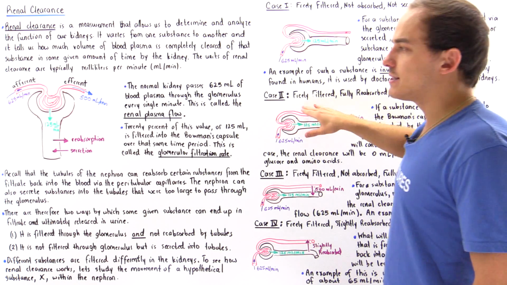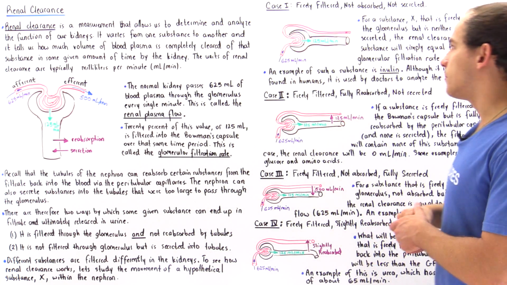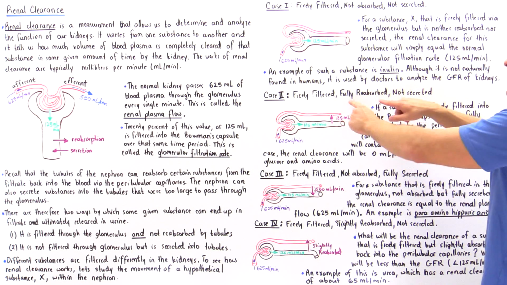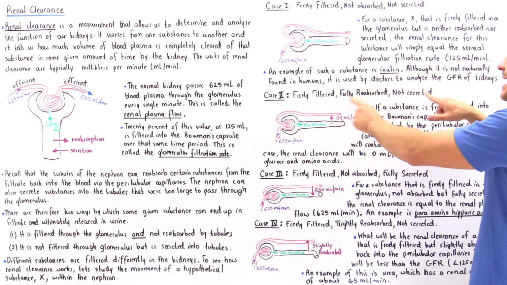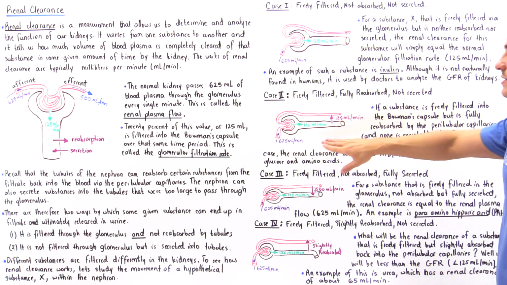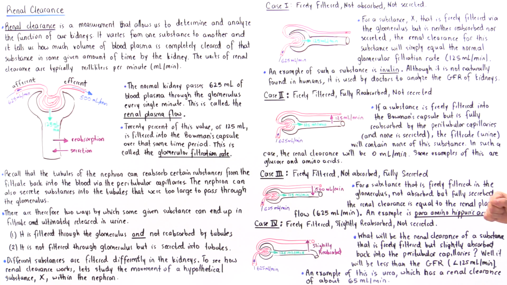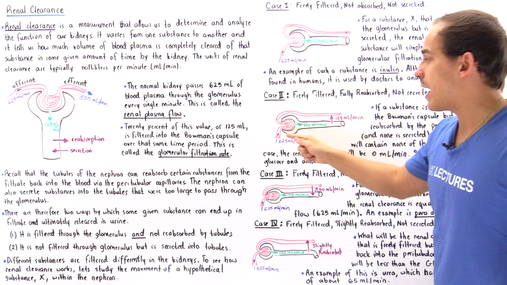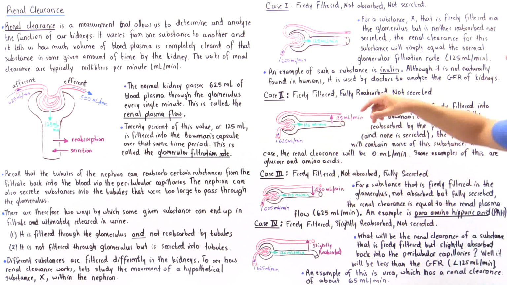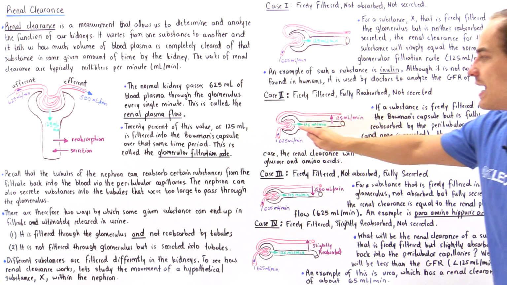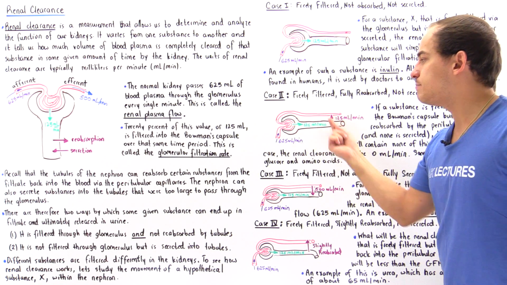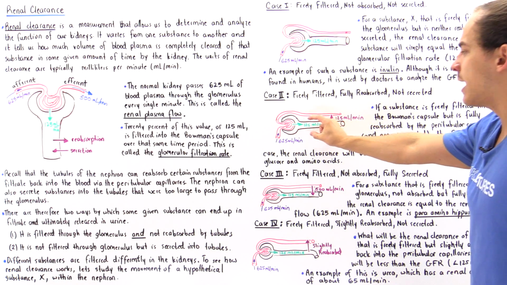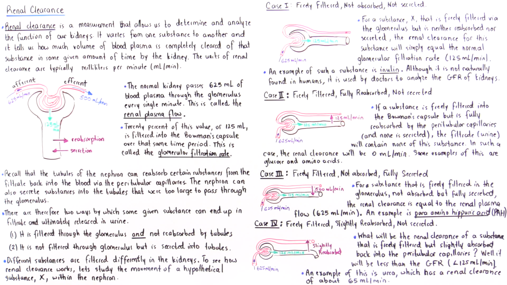Now, let's move on to case number 2. In case number 2, we also have the substance freely filtered, but now it is fully reabsorbed and it is not secreted. So let's take a look at what that looks like. So we have 625 milliliters per minute coming into our capillaries, the glomerulus, and because it is freely filtered, it passes freely across, so that means 125 milliliters per minute flows into the Bowman's capsule and into the tubular section of our nephron.